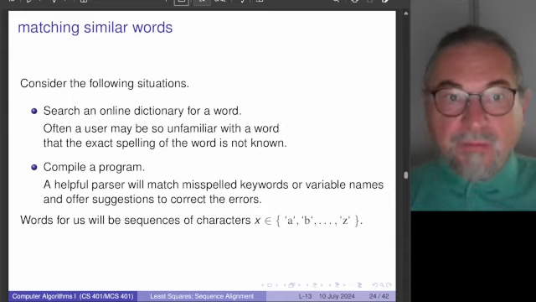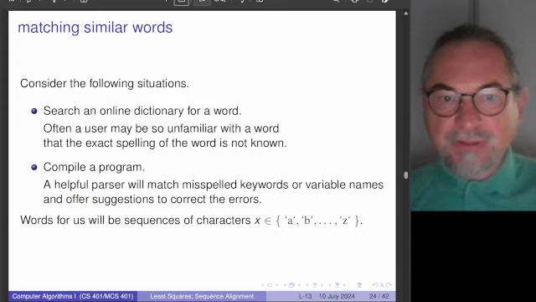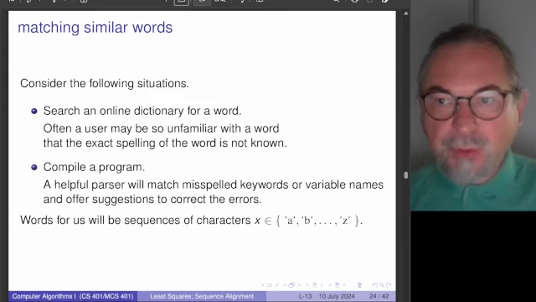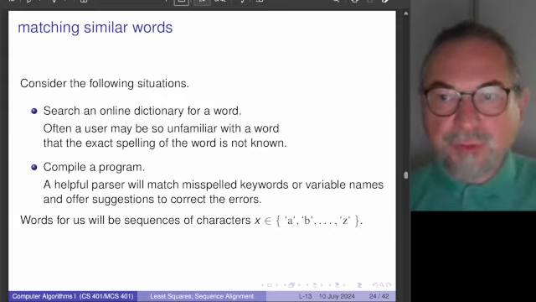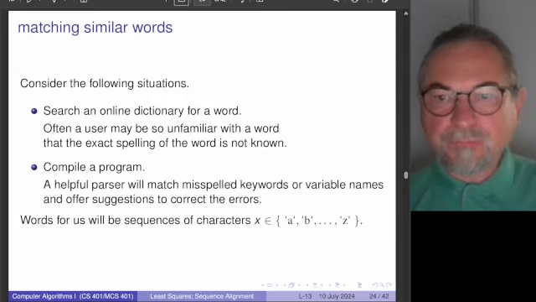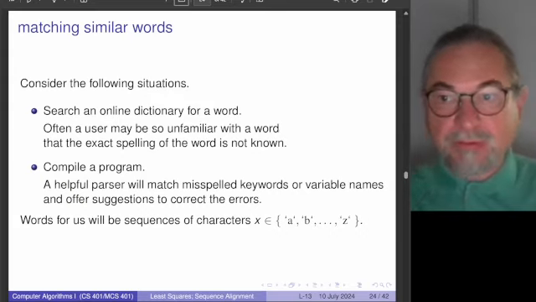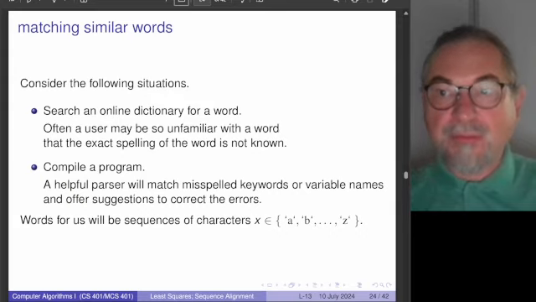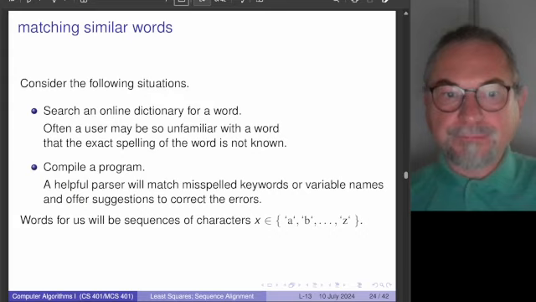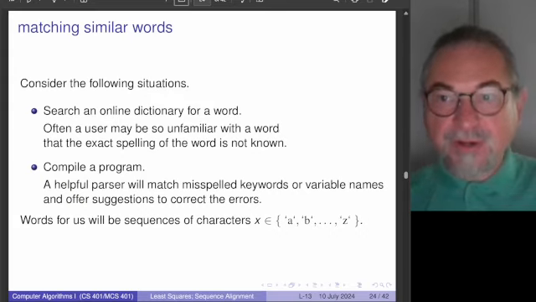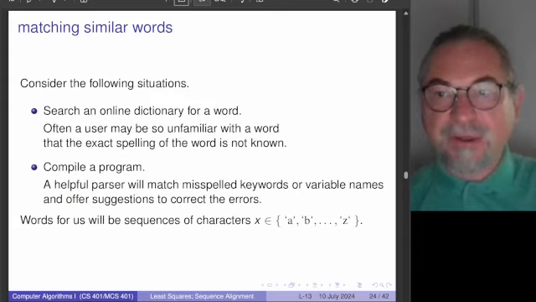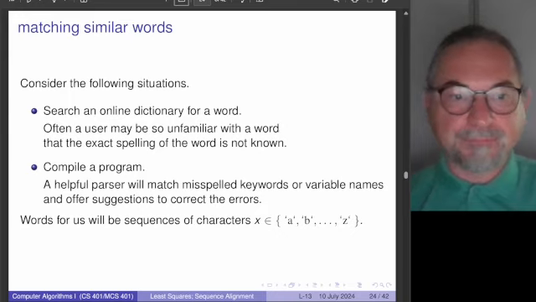Another application where we may be interested in matching words is when you write a computer program that gets compiled. During the parsing stage, you have misspelled a keyword, or you have declared a variable name somewhere earlier in your program, but then misspelled it later on. And then it's very good if the compiler would give suggestions or point at where the similar variable name occurs in your program.